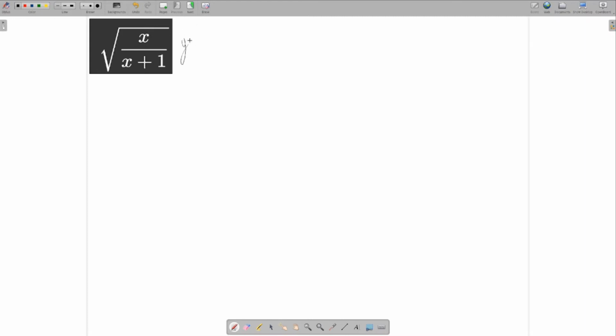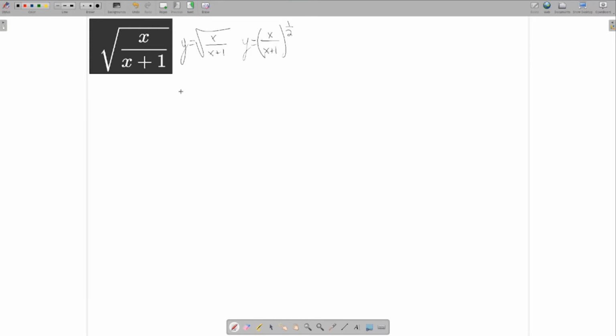Y equals x over x plus 1, right? Let's rewrite this as y equals x over x plus 1 to the power of 1/2. Now, if we were to do this normally, we would use the power rule and then multiply this by the quotient rule and all of that fun stuff. But in my opinion, I think it's more interesting and also sometimes easier to use logarithmic differentiation.